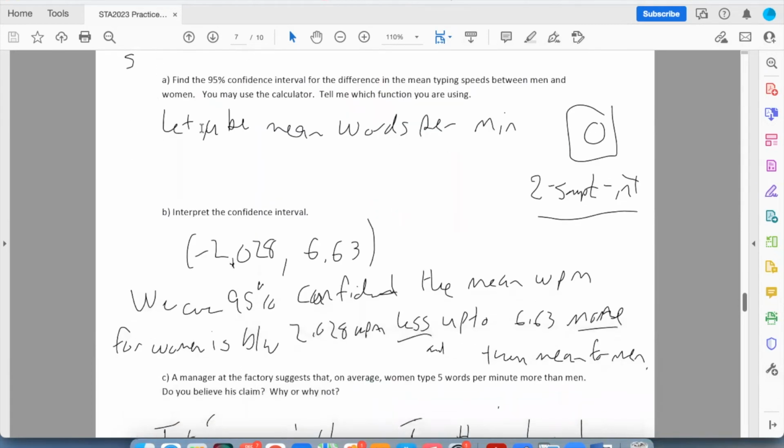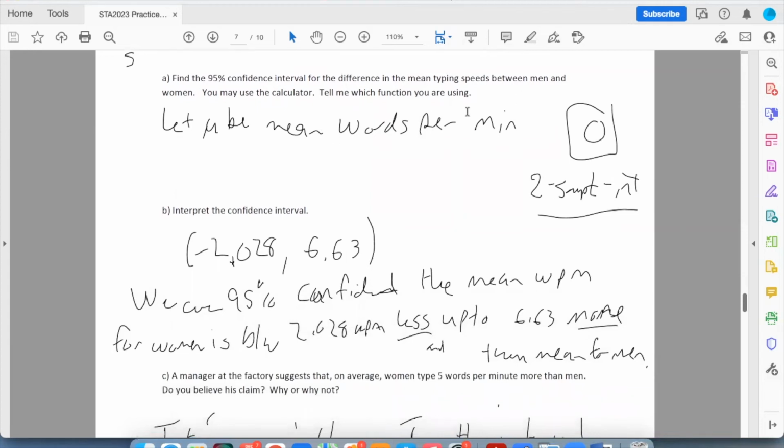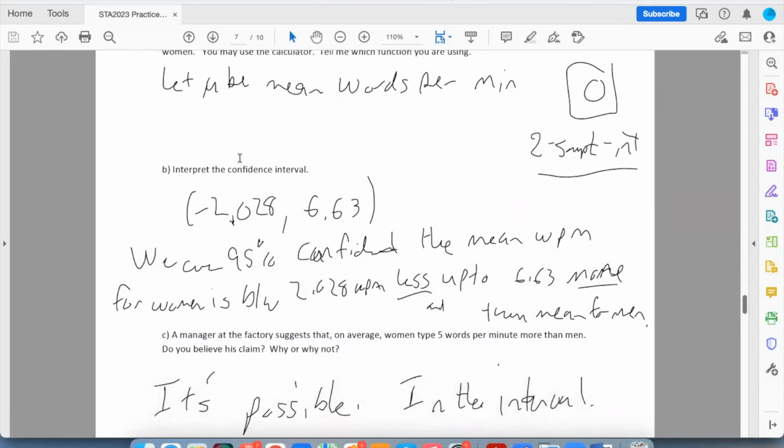So we define our variable, let mu be the mean words per minute. Notice I didn't mention the groups there. I type all that in the calculator and it would spit this out. Notice we got a negative. We got to be careful here.